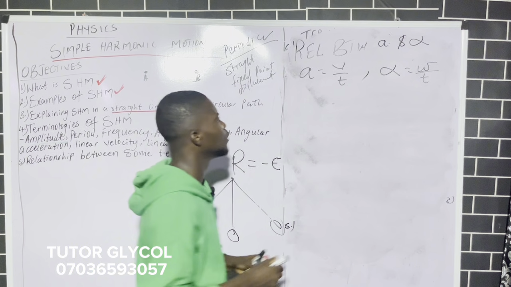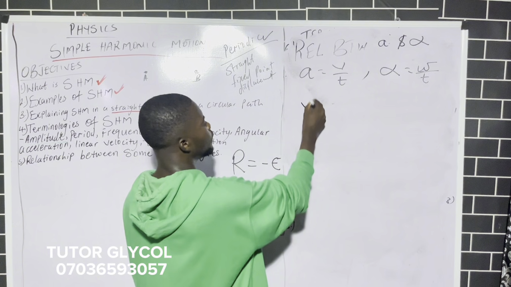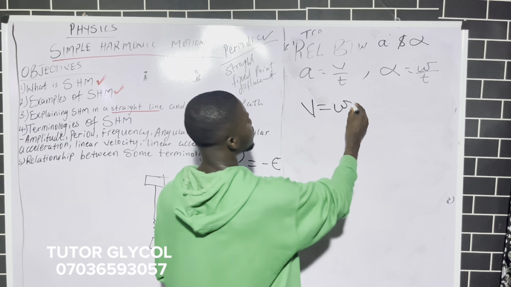So let's look at this now. From our last relationship, we know V is equal to angular velocity times radius.